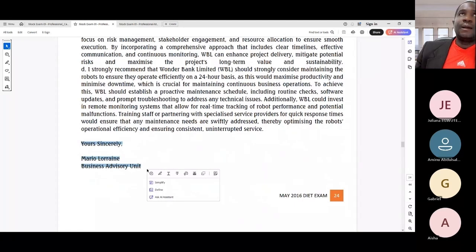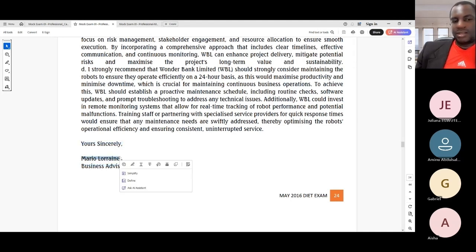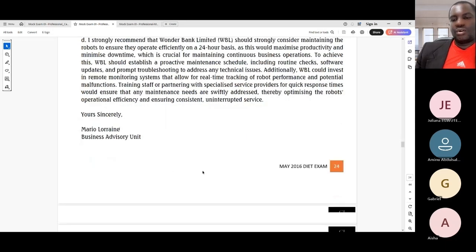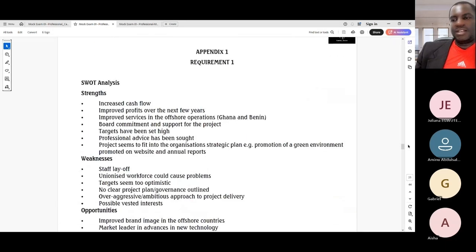So some people use the audit firm. Maybe they say yours sincerely, they just say Hardly, Deolu and Co. Fine. But please make sure you sign out as you finish requirement 2. Yours sincerely. I prefer using myself in the case. But if you use the audit firm's name, it's fine. Because I'm the one that did the report, even though I submitted it to my supervisor for review, I'm the one. So sign out yours sincerely, Mario or Lorraine, and your appendix comes here.